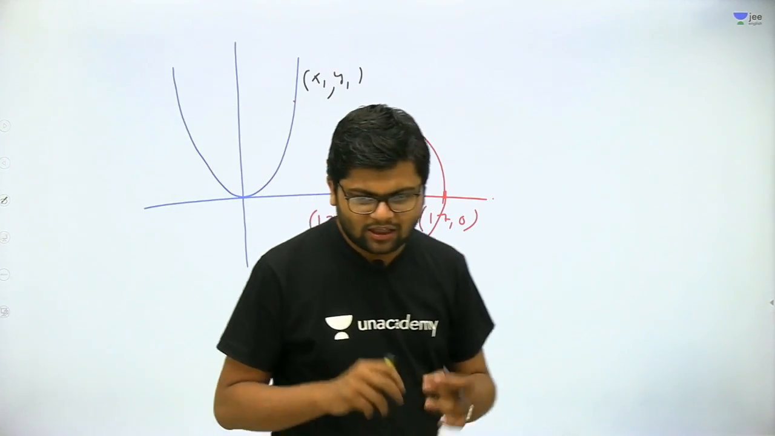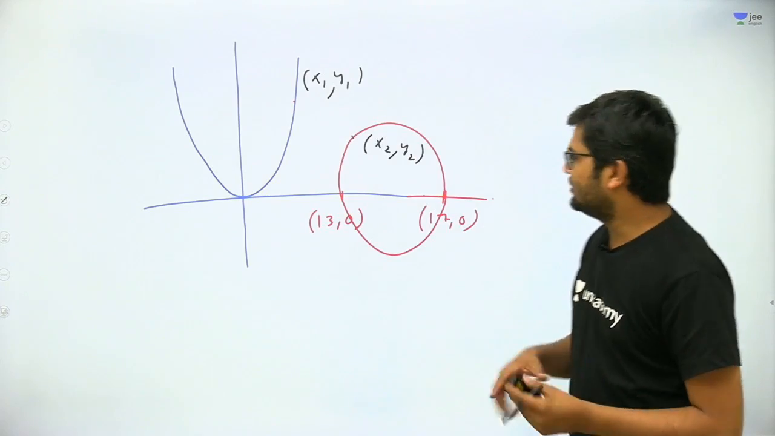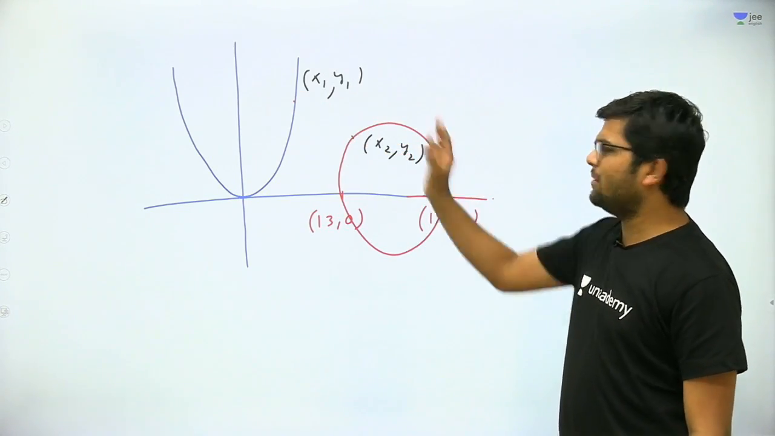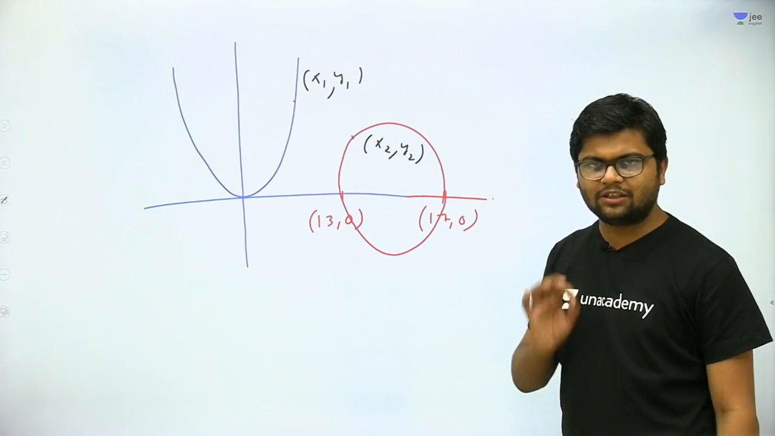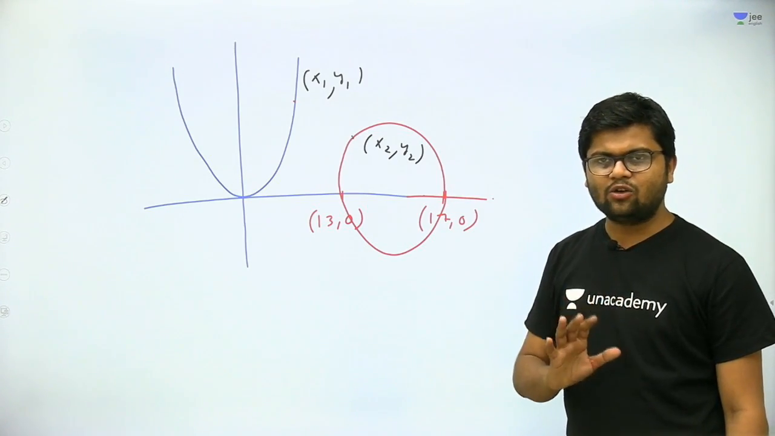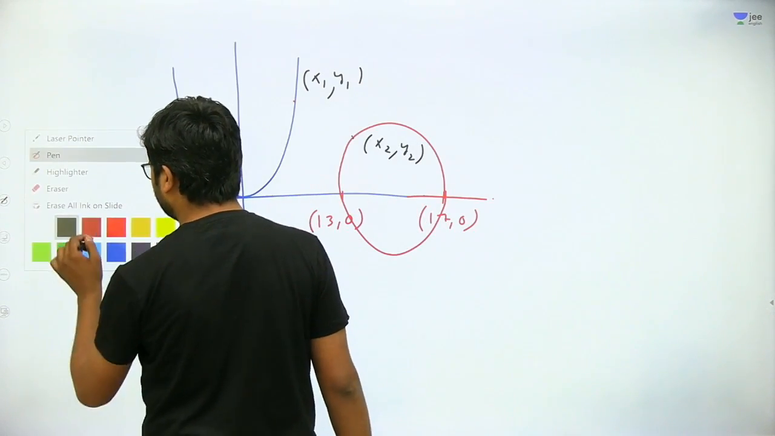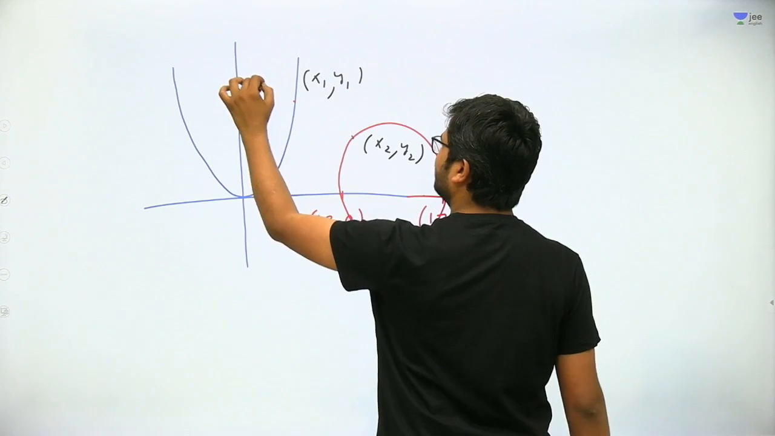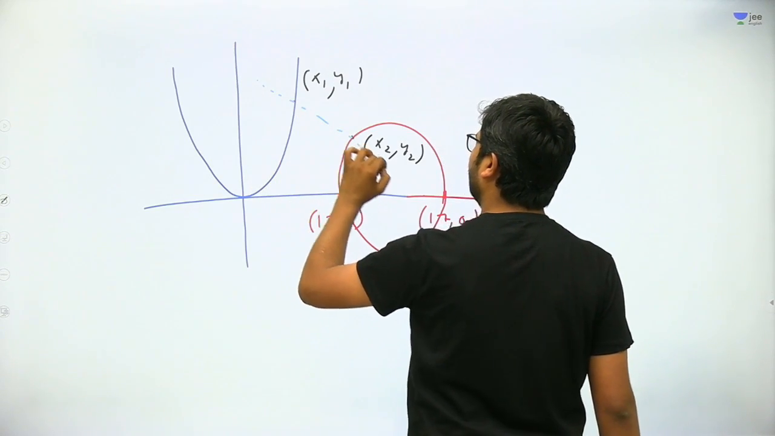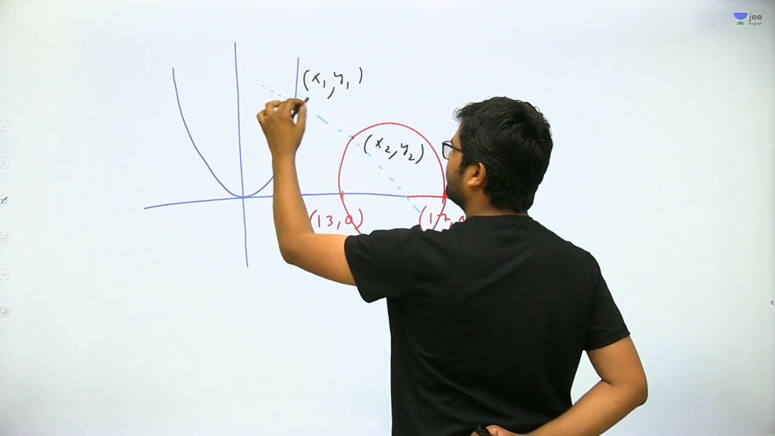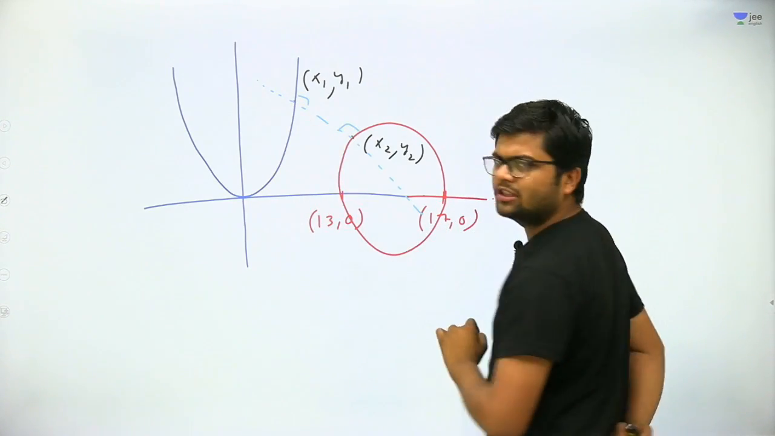Got my point? Now theory states that the minimum distance between any 2 curves will lie along the common normal. Therefore, what I am saying is that the minimum distance will lie along this line such that this line becomes normal for both the curves. Got my point? Now this is normal for this curve also, and this is normal for this curve also.